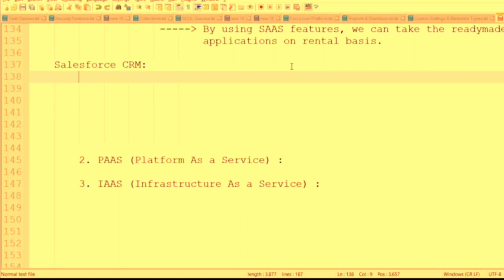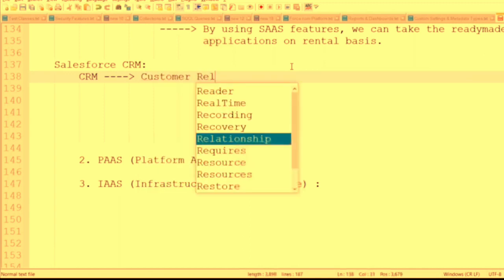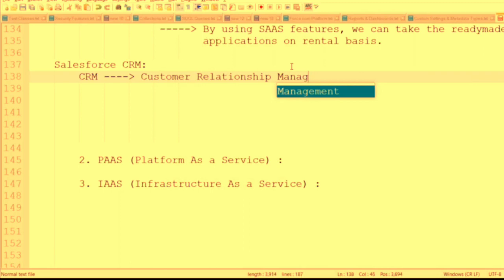Now, tell me, what do you mean by CRM? CRM stands for what? Customer relationship management. CRM stands for customer relationship management. Then, what is customer relationship management?